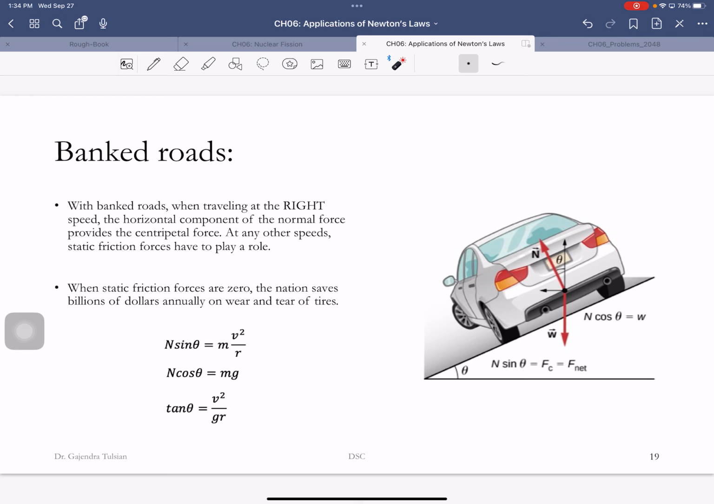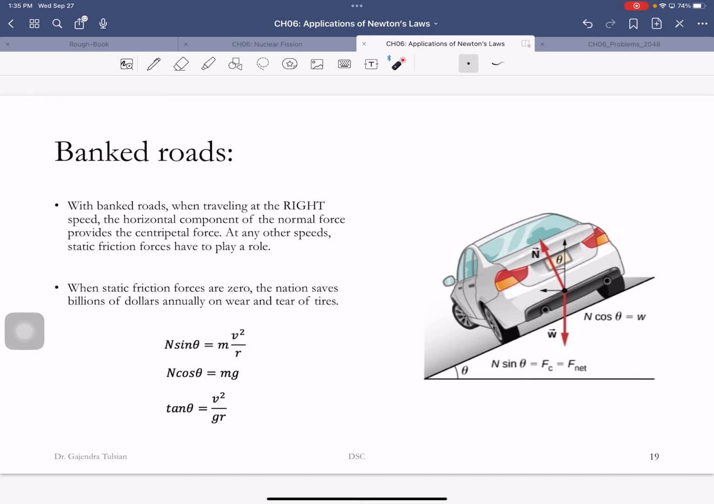So let's look at this. N cosine theta should equal mg. So this is balancing the weight. And N sine theta is providing you the centripetal force. And of course, if you divide these two, tan theta is v squared by gr, where r is the radius of the circular road. So if you bank the road at this angle, and you're going at that speed, you don't need any static friction force. The component of the normal force is providing you the centripetal force.